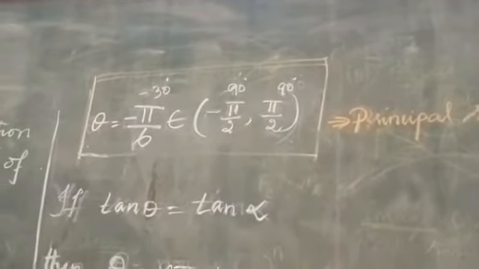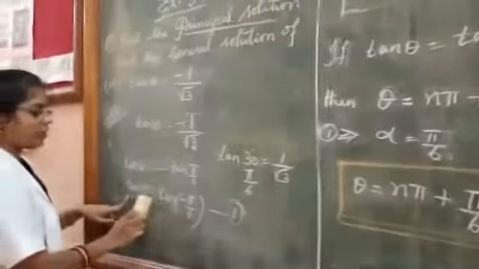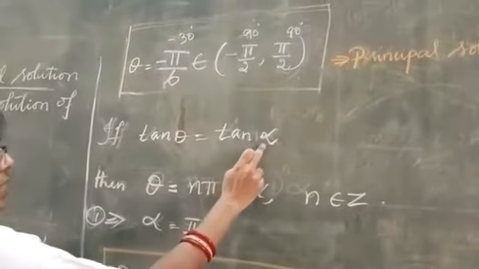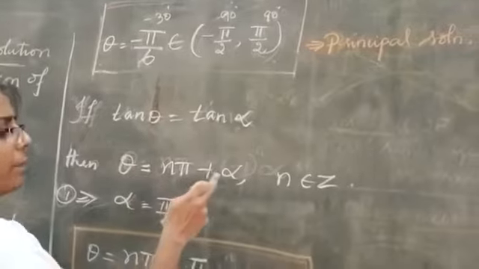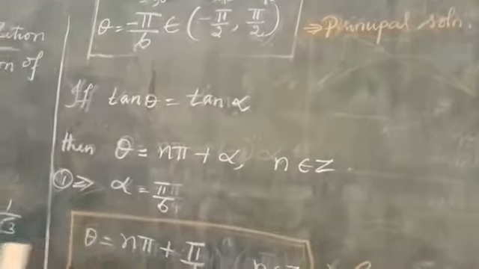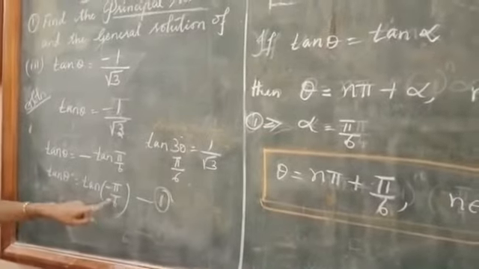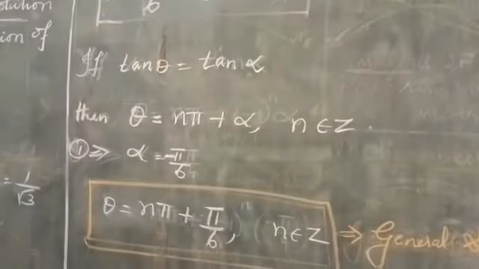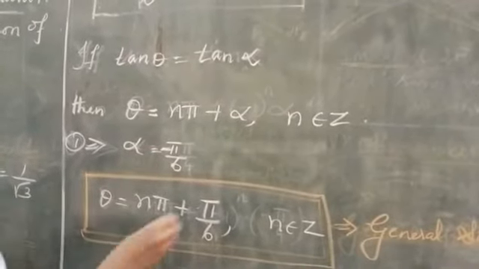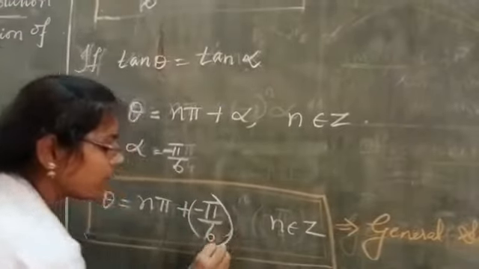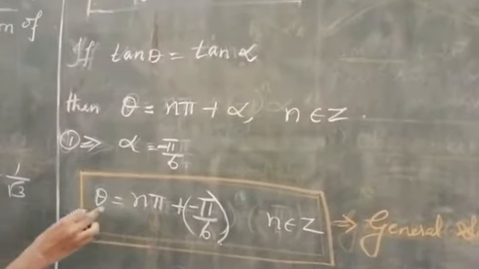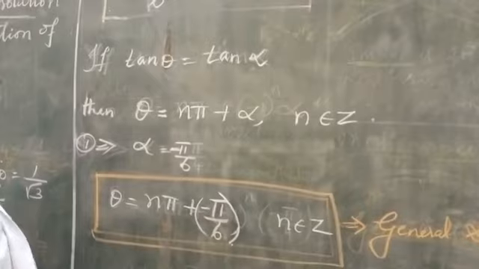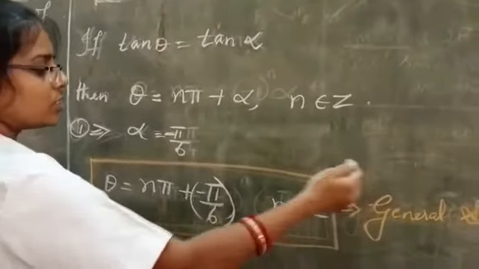And next here in equation 1 we have tan theta is equal to tan alpha. You know the formula. If tan theta is equal to tan alpha, then theta is equal to n pi plus alpha, where n belongs to z. Here in the place of theta we have minus pi by 6. So write alpha is equal to minus pi by 6. Substitute alpha is equal to minus pi by 6, like the second subdivision. Theta is equal to n pi plus minus pi by 6, where n belongs to z, which is the general solution.